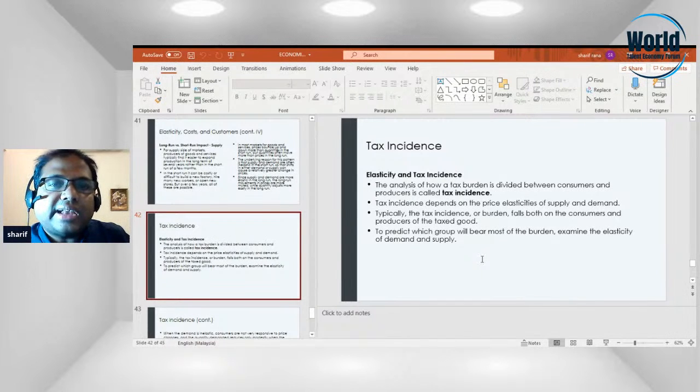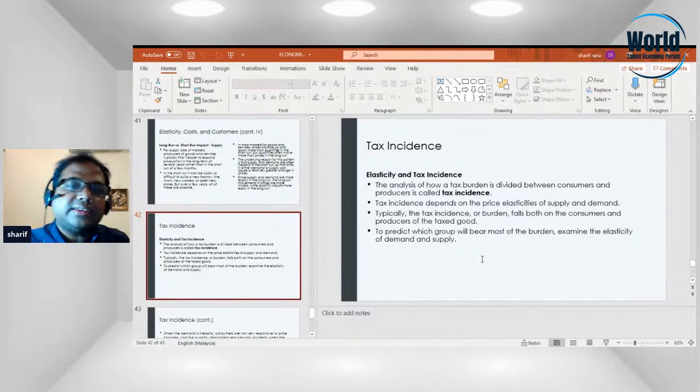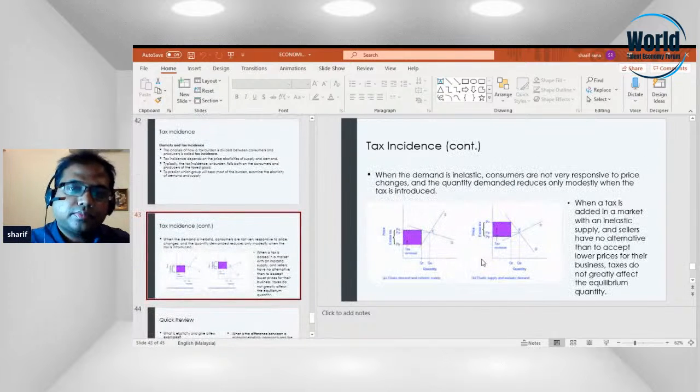The most important thing is tax incidence, elasticity and tax incidence. The analysis of how a tax burden is divided between consumer and producer is called tax incidence. Incidence depends on the price elasticity of supply and demand. Typically, the incidence or burden falls on both the consumer and producer of the taxed goods. To predict which side will bear most of the burden, examine the elasticity of demand and supply.